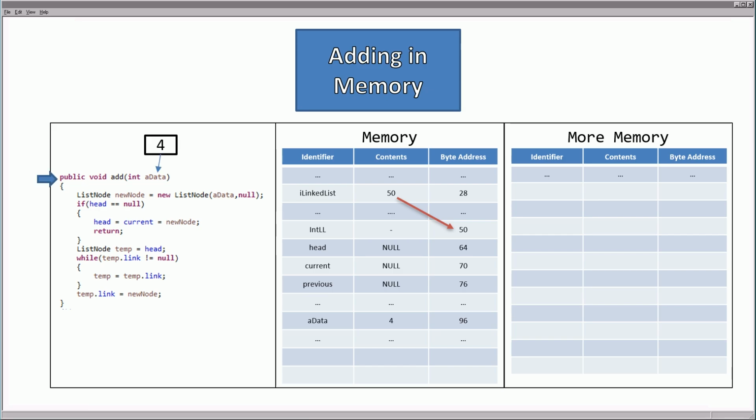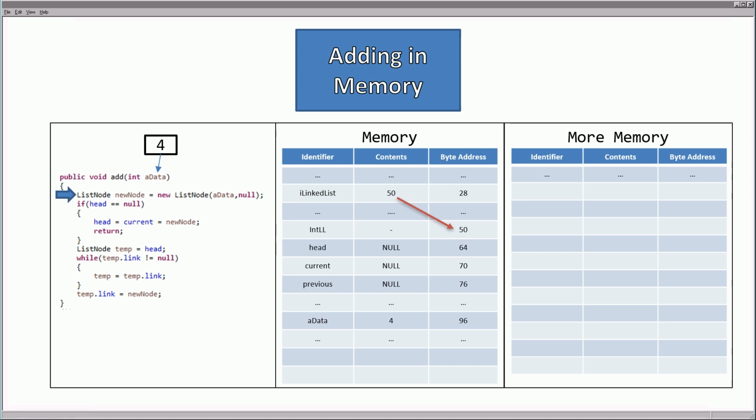Now, when we enter this add method, let's just say the first element was that 4. So starting right here, we've pushed this method onto the call stack, which means we have created space for this parameter, and we've stored the information 4 as data.